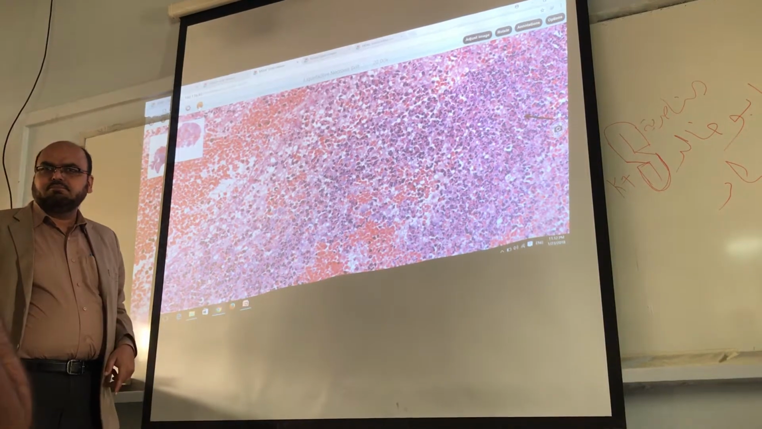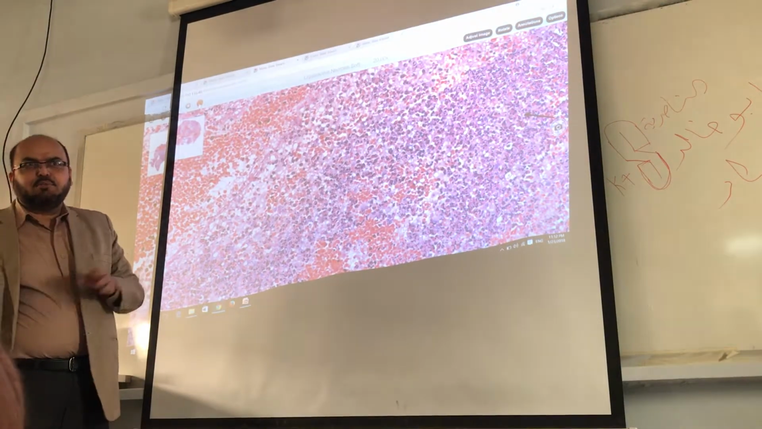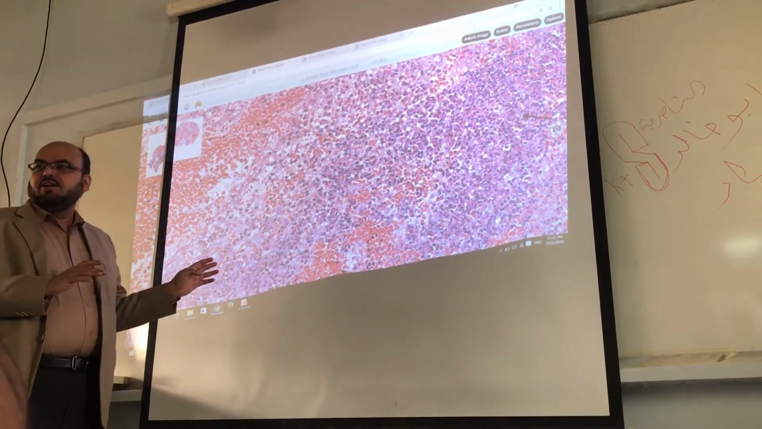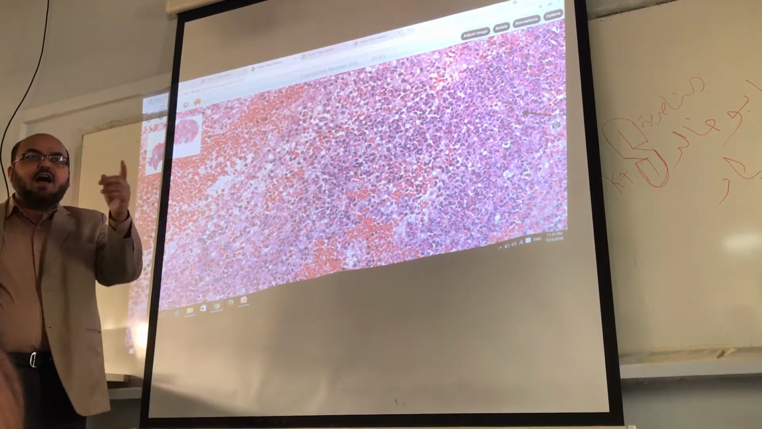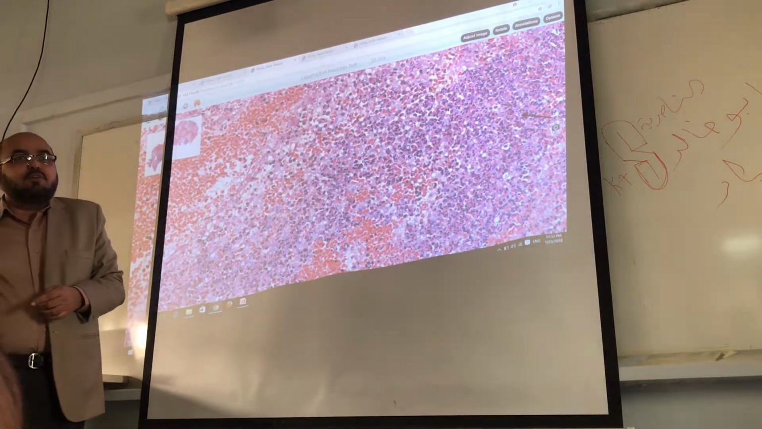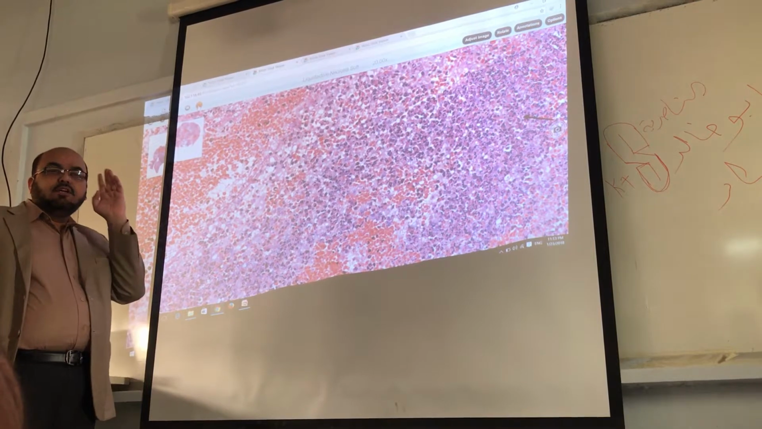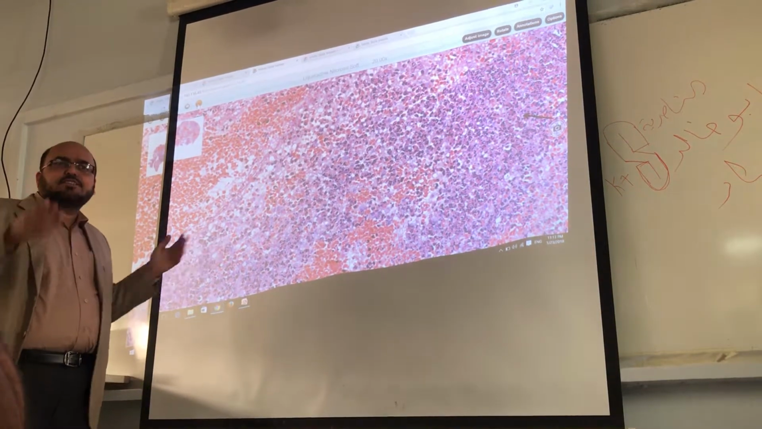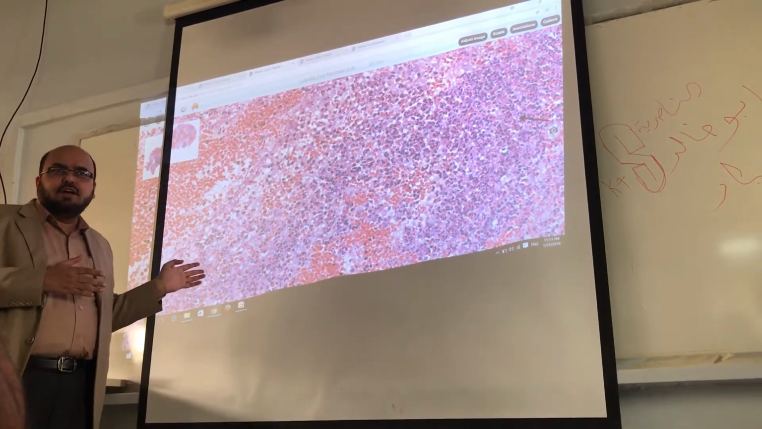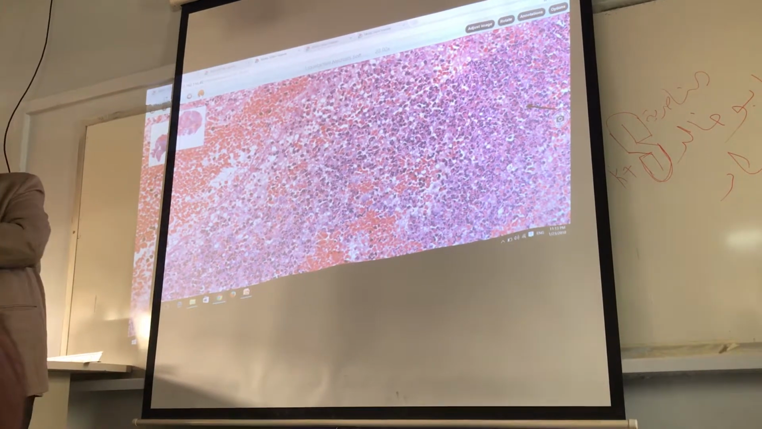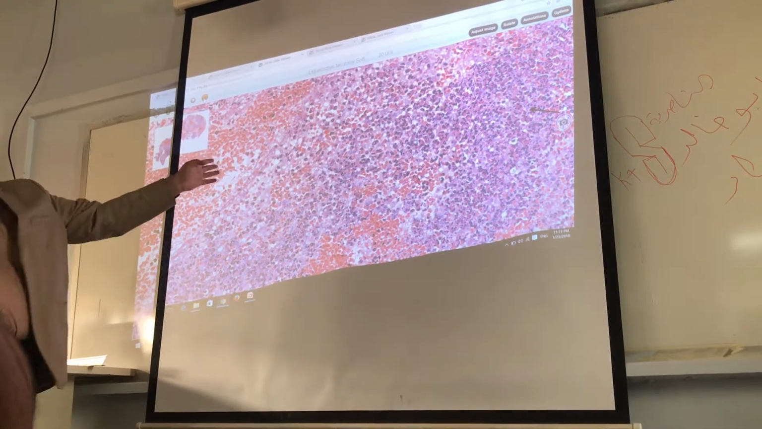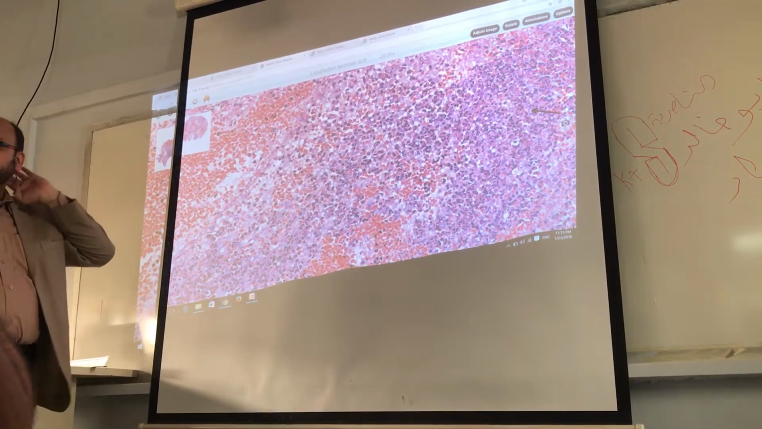Clear? Do you want to see in the microscope? No, this one, same findings. If I start asking one by one to come and look into the microscope, it will be up to 3 o'clock. This is an advanced technology, you must use it. Even pathologists have stopped using the microscope, they are also seeing it here, because their necks are paining.